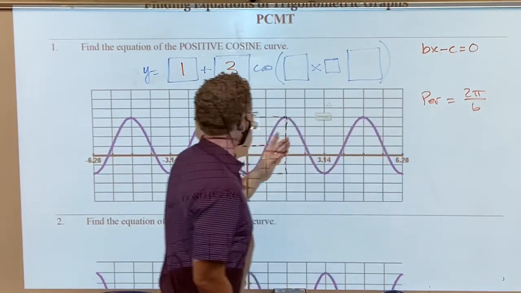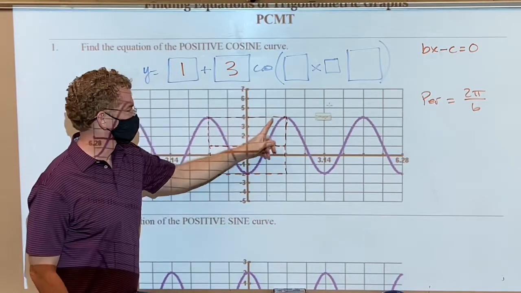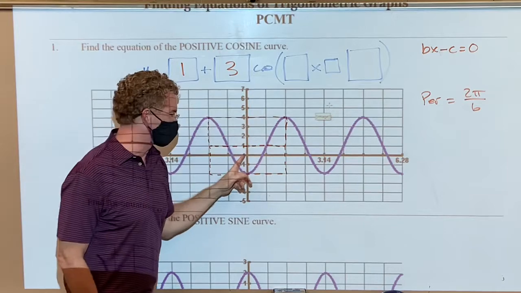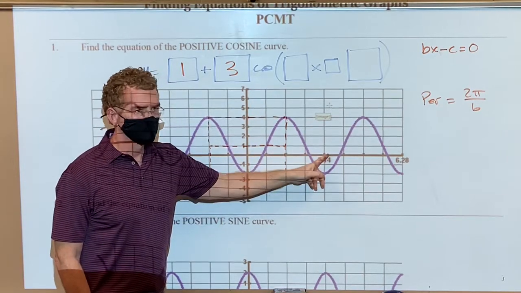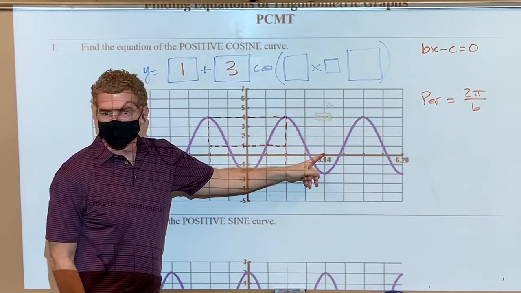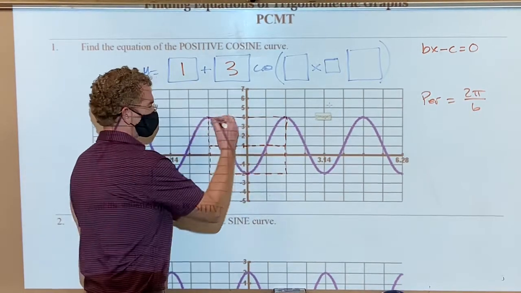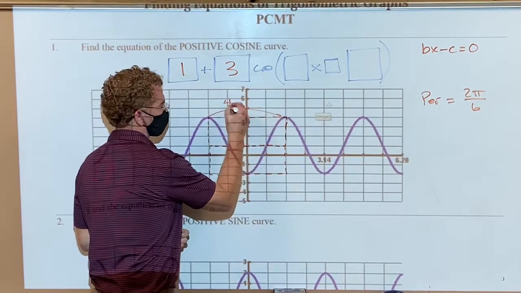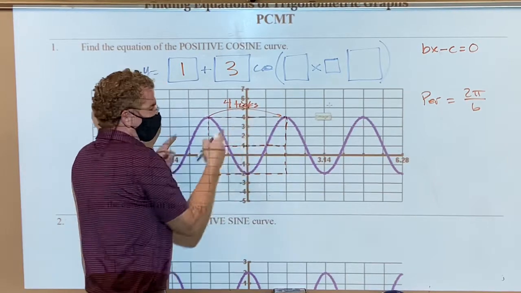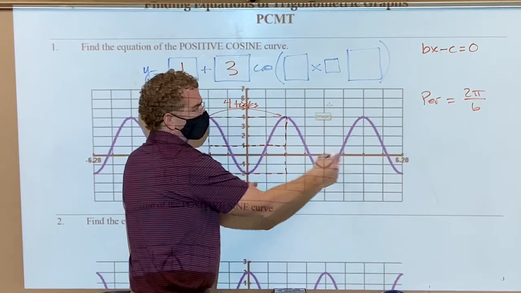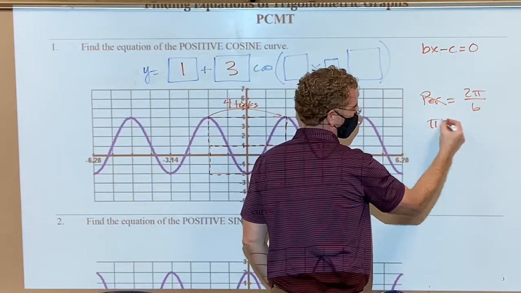The period is what here? 4 ticks. And what does 4 ticks represent? Pi. So that to me is the easiest thing to use. So again, because this is 4 ticks, and then on this ruler, 4 ticks represents a pi. So I'm going to replace the period with a pi.